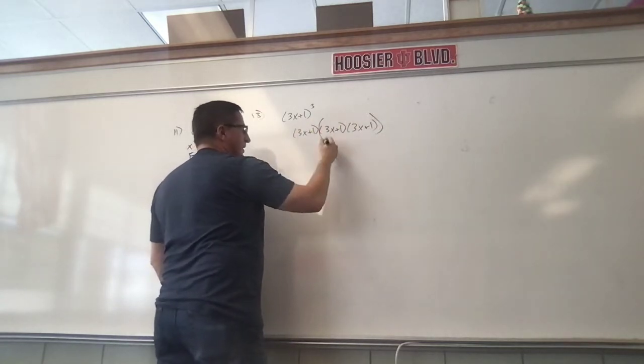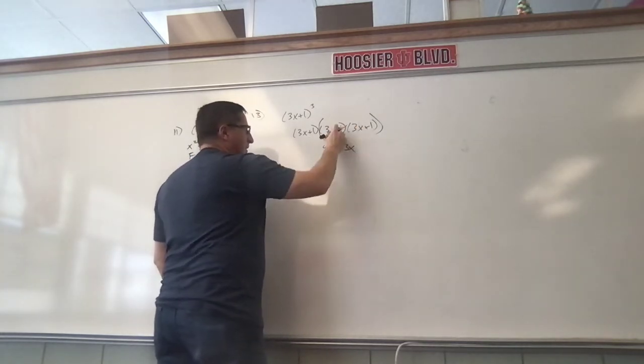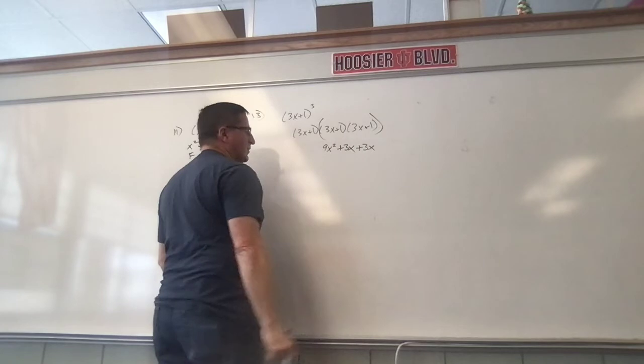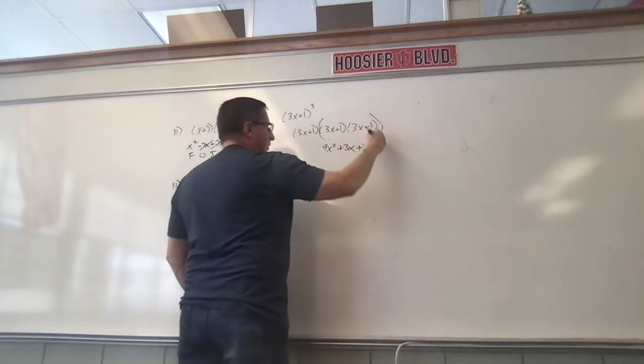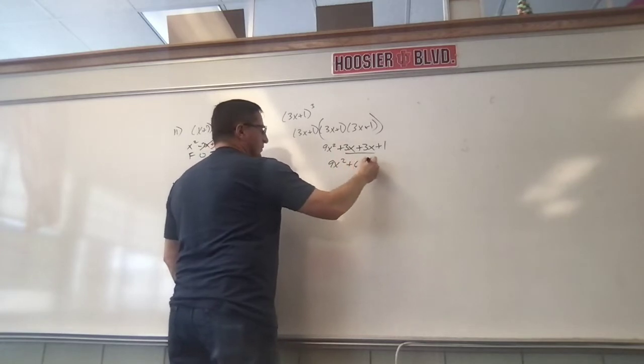So our first terms are 3x times 3x, which is 9x squared. My outers is 3x times 1, that's 3x. My inners is also 3x times 1, which is 3x. And my last is 1 times 1, which is 1. Combine your like terms, you have 9x squared plus 6x plus 1.